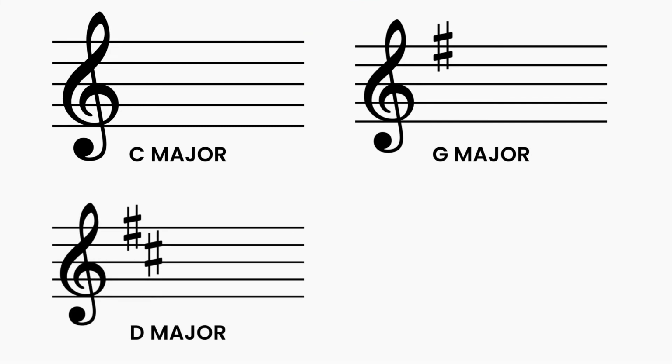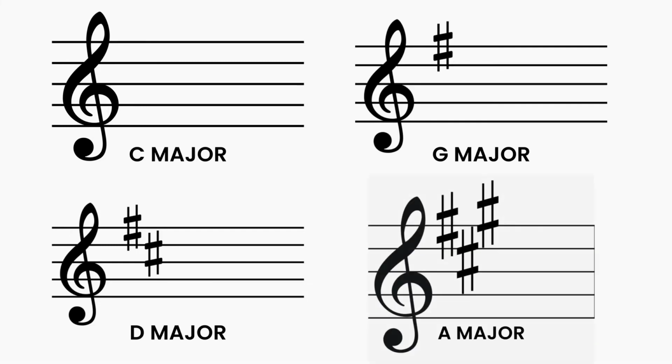D major has 2 sharps, that is F sharp, C sharp. A major has three sharps, that is F sharp, C sharp, and G sharp.